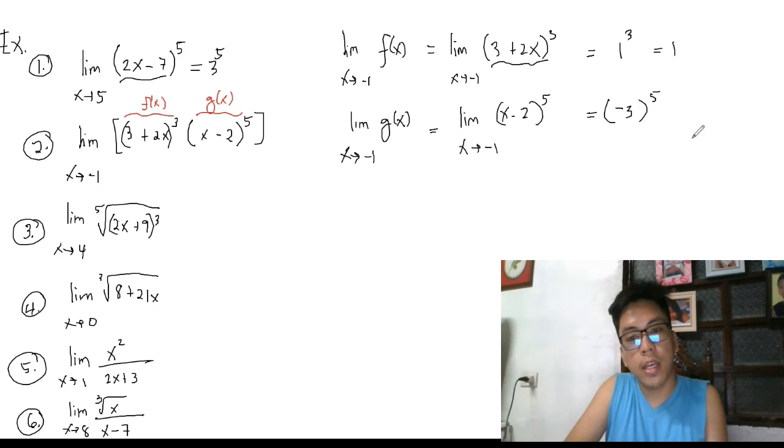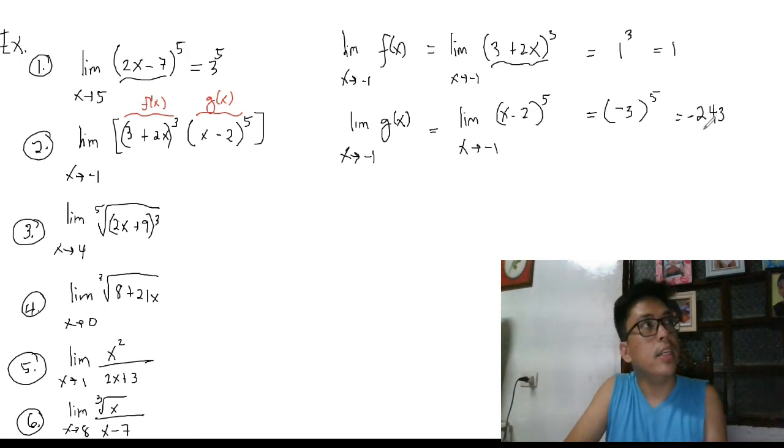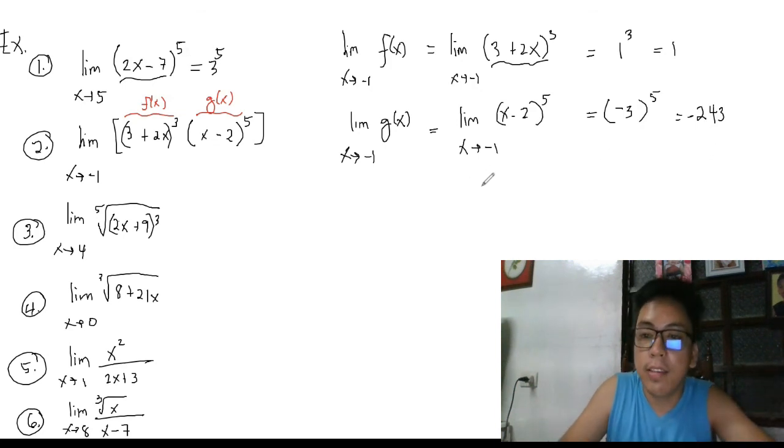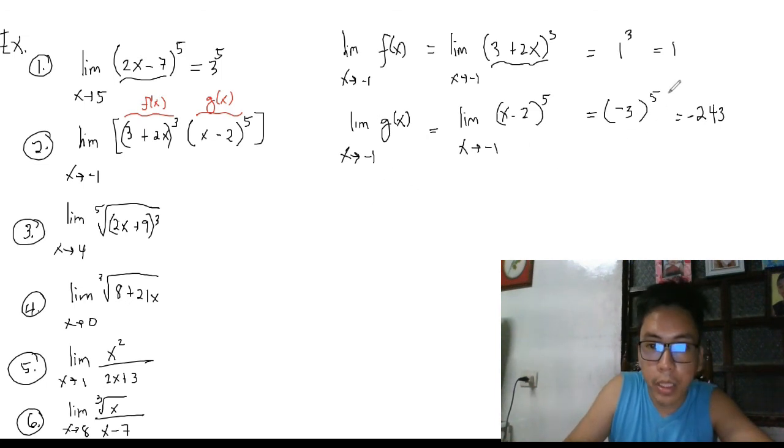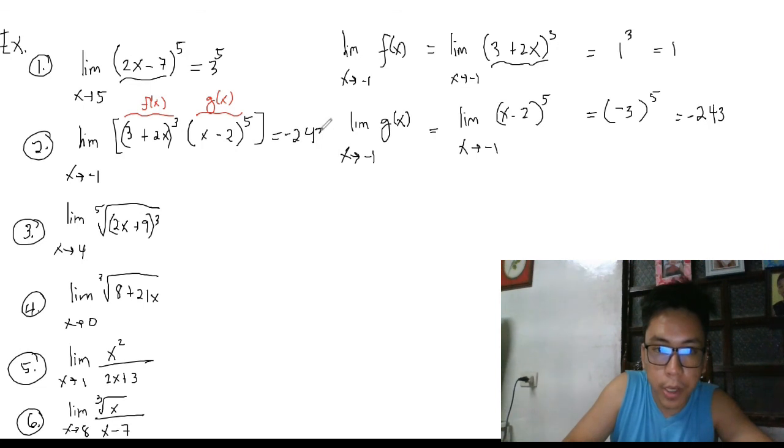Okay, so that's 81 times 3. Correct me if I'm wrong, this is 243 negative. Let me check: 81 times 3 is 243. Yes, I'm correct. It's negative 243. So therefore, the product, the answer here, is negative 243.